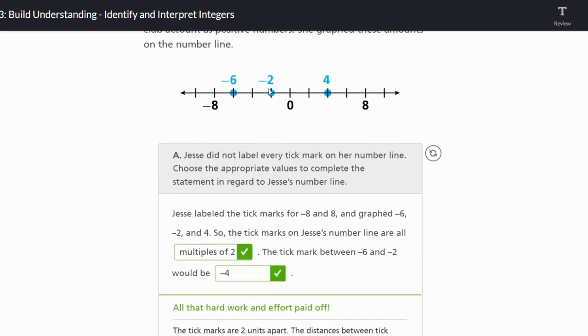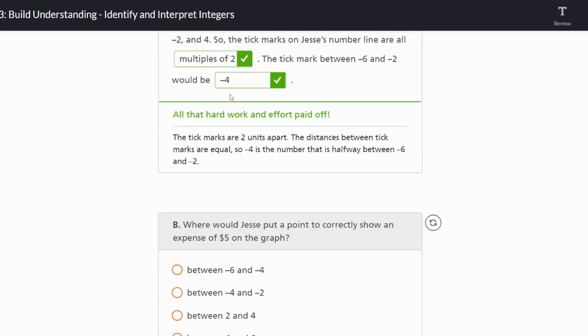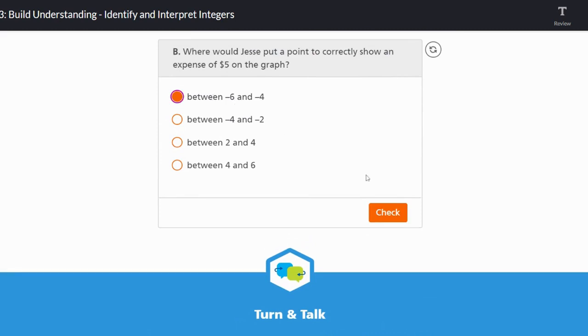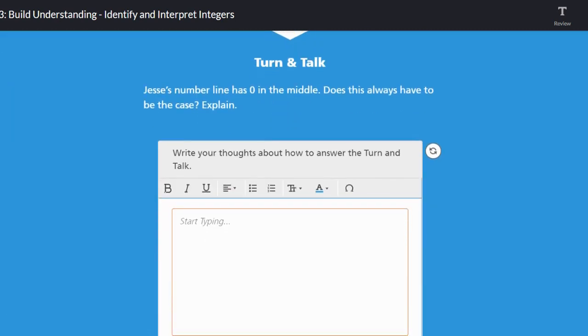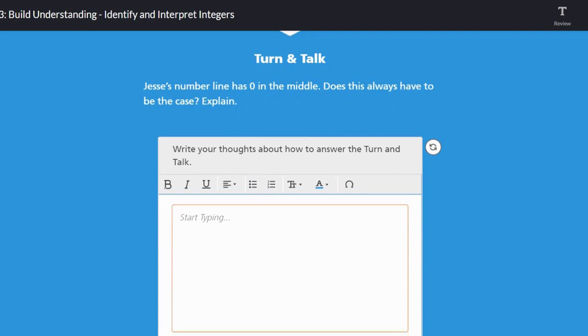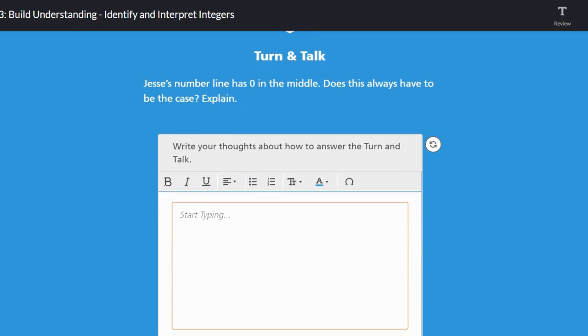So an expense of 5, we got to think -2, -4, -6. -5 is kind of hidden on here because we don't have the tick mark. But if this is 4, here would be 5, and here's -6. So it's between -6 and -4. Jessie's number line has a 0 in the middle. Do you think this always has to be the case?